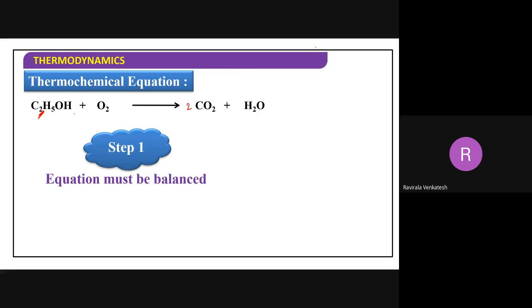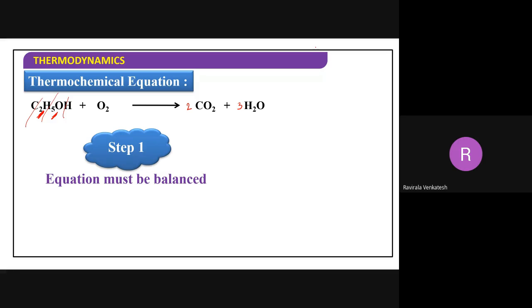Next, after that, how many hydrogens are there here? First, you have to balance the carbon. Next, you have to balance the hydrogens. How many hydrogens are there, beta? 6. Here, how many are there? 2 only. So write down 3 here, 3 H2O. Now carbon is balanced, hydrogen is balanced.